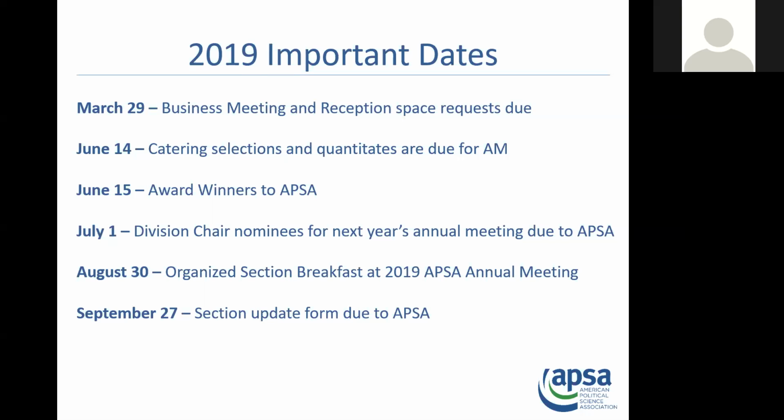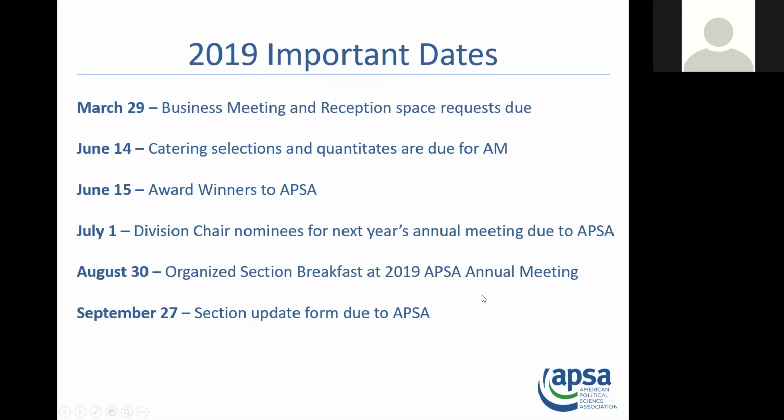August 30th is when we are hosting our organized section breakfast at the 2019 APSA annual meeting. This allows an opportunity for all section officers to come together and meet one another, as well as hear from APSA staff regarding any important updates that we have, and then to answer any questions that you may have. I'll be sending out an invitation to all section officers in July or August, so look out for that.